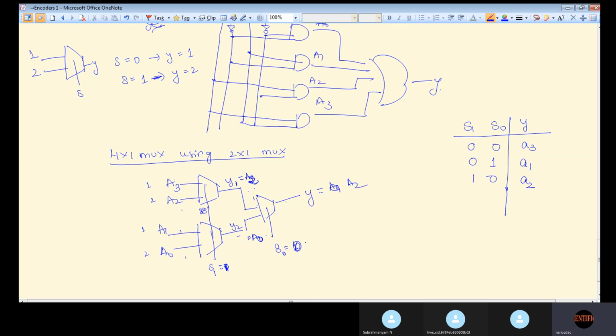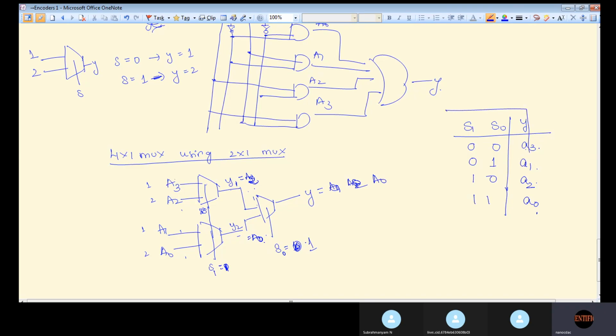Similarly, I am giving 1 and 1. When I give 1 and 1, here A2 and A0 come. And what is your output? Your output will be equal to A0. You might think that A3 A2 A1 A0 did not come, ascending order did not come, descending order did not come.